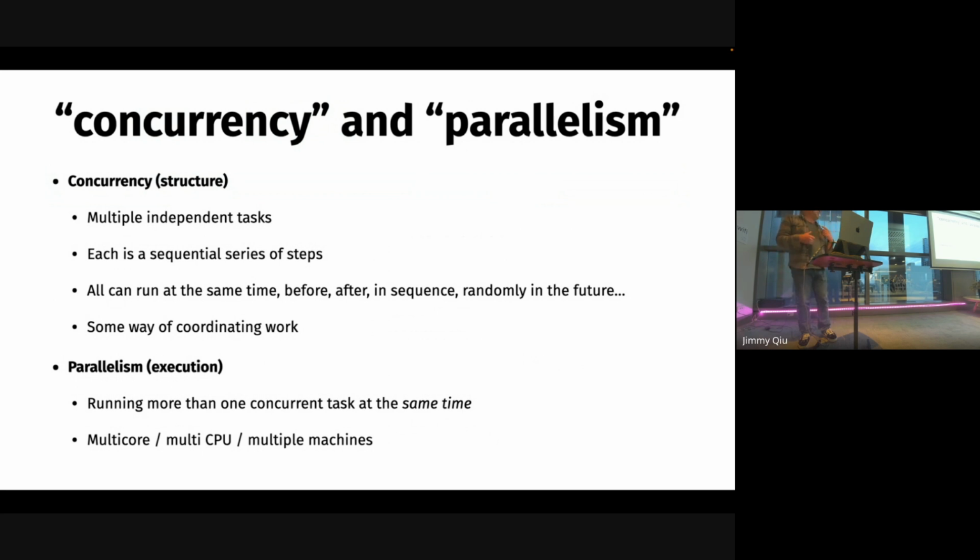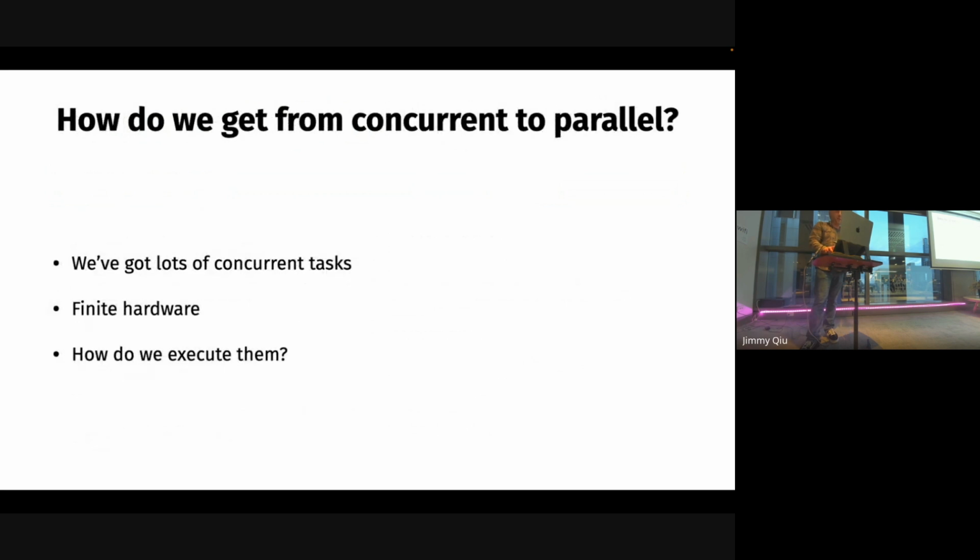Parallelism is the actual nuts and bolts of how you make it run. How do you put multiple concurrent tasks onto different CPU cores or different CPUs or whatever at runtime and make it happen? So the question is how you get from concurrent to parallel. You've got a lot of concurrent tasks, a finite amount of hardware. How do you actually make them all run?